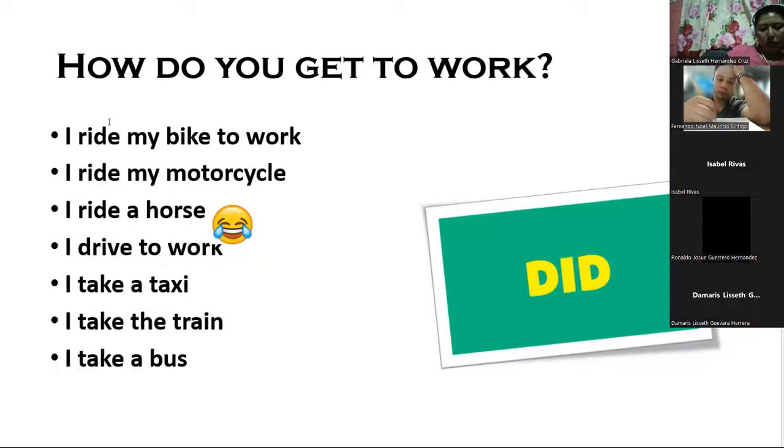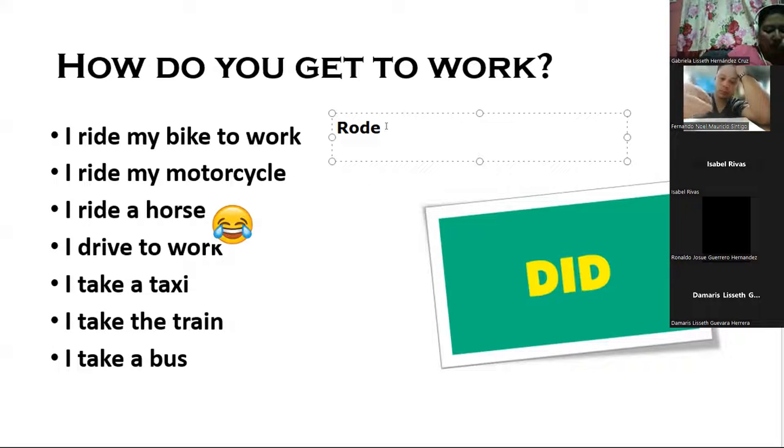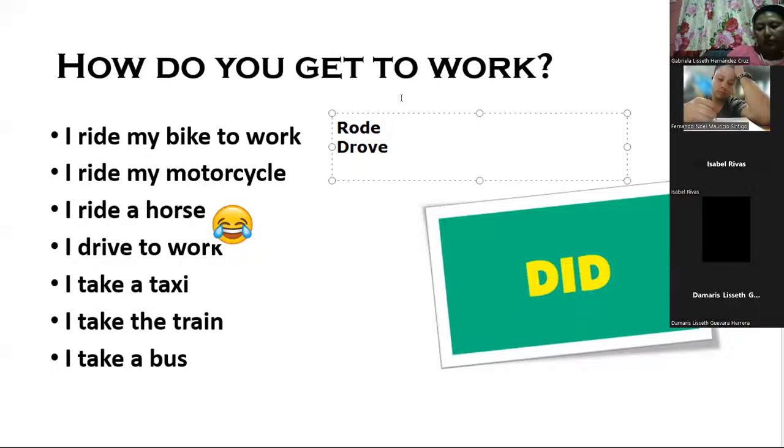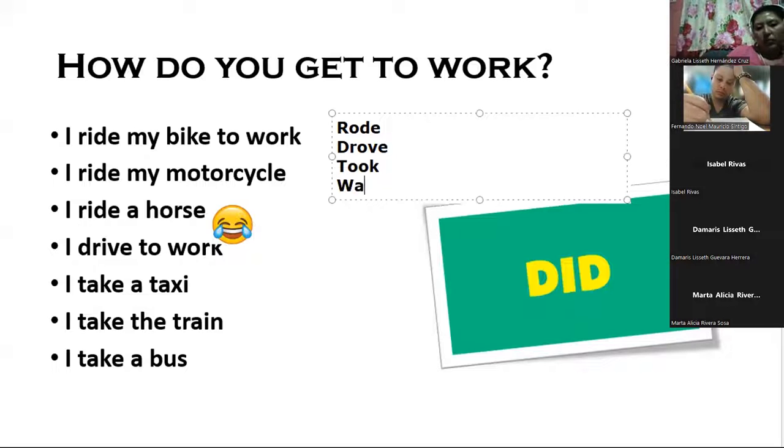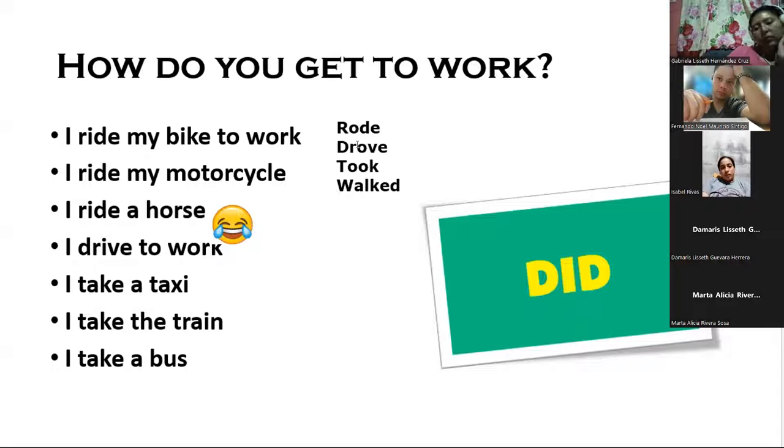Me haría cambiar estos al tiempo pasado. ¿Cuál es el tiempo pasado de ride? Rode, ¿verdad? Drive. Drove. Take. Took. And walk, también lo usamos en vez de decir by foot, ¿verdad? Decimos walk. Y en pasado sería walked. Walked, rode, drove, took, walked.